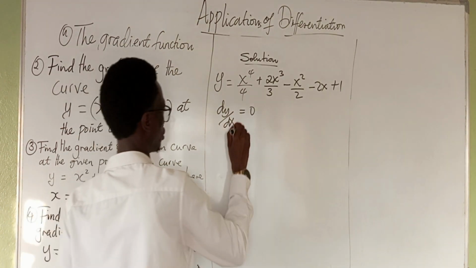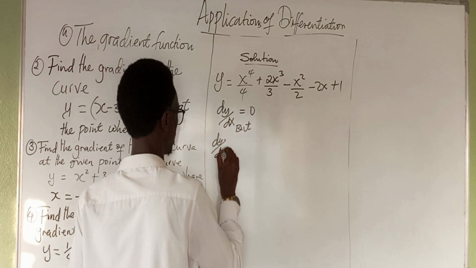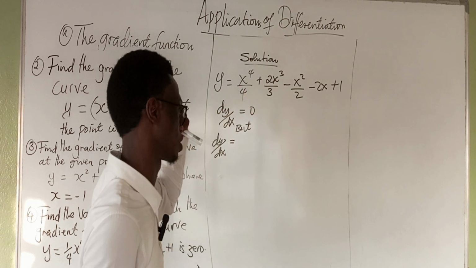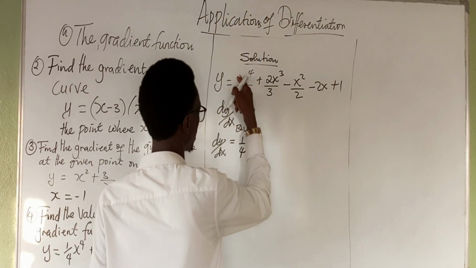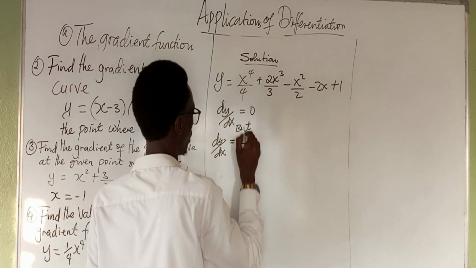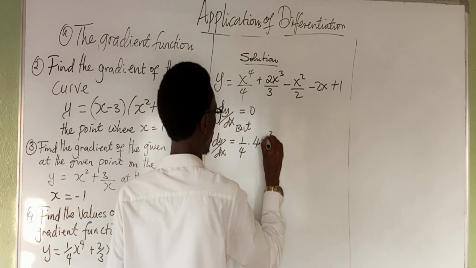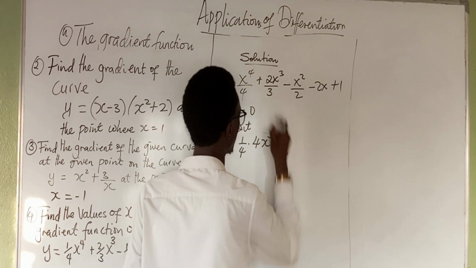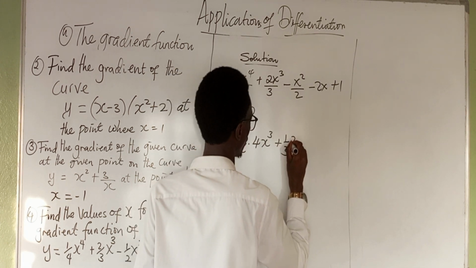Okay, so dy over dx must equal to... So you are now going to differentiate this one. If you differentiate this, it becomes 1 over 4, just 1 over 4, this one. Now you want to differentiate this. This becomes 4x raised to the power 3. Plus you have 1 over 3, this 1 over 3, and of course, you have your 2.